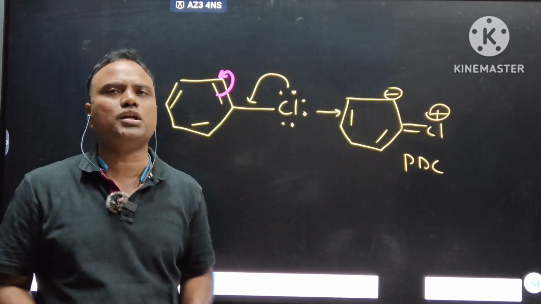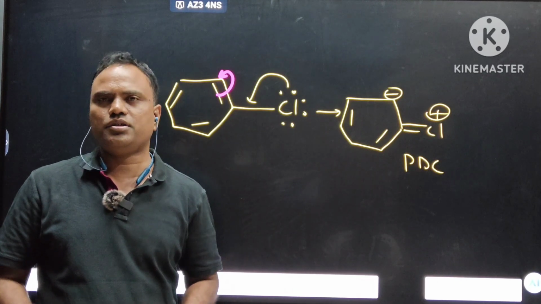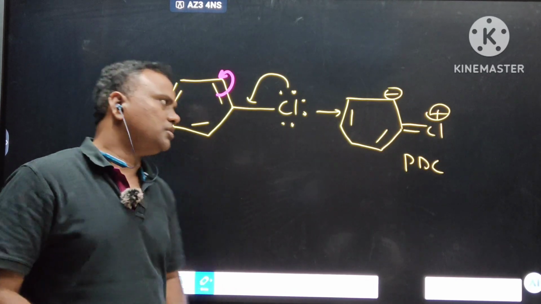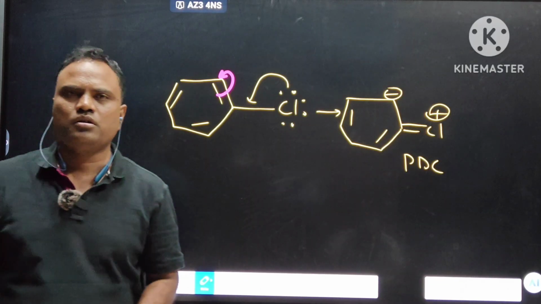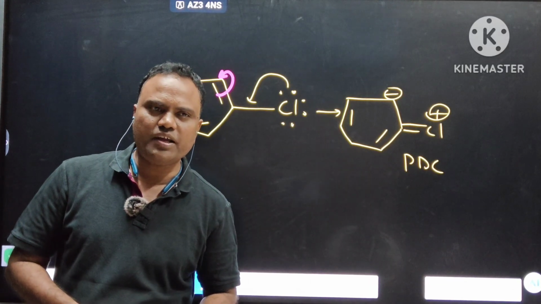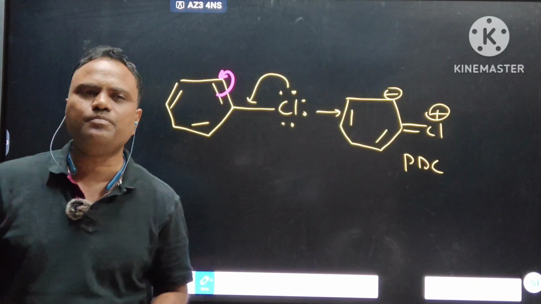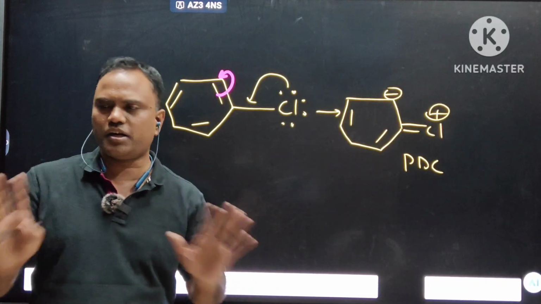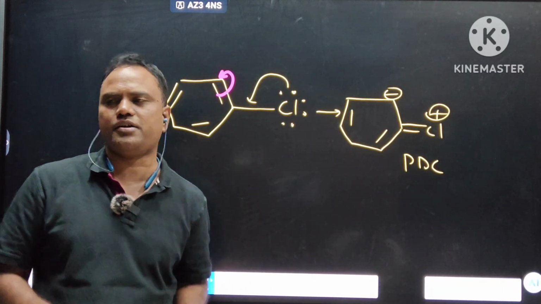Clear? Just remember the example. Which of the following do not undergo SN1 or SN2? Remember those three examples. What is the reason for vinyl halide? Why does vinyl halide not participate in SN1? Due to PDC. Say the answer directly: PDC, partial double bond character.